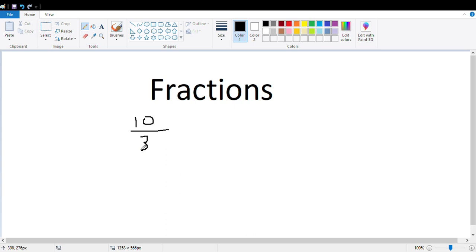Yeah, okay. So an imperfect fraction is a fraction where the numerator is larger than the denominator. For example, 10 by 3 or 16 by 10 or 69 by 10. It can be like that.